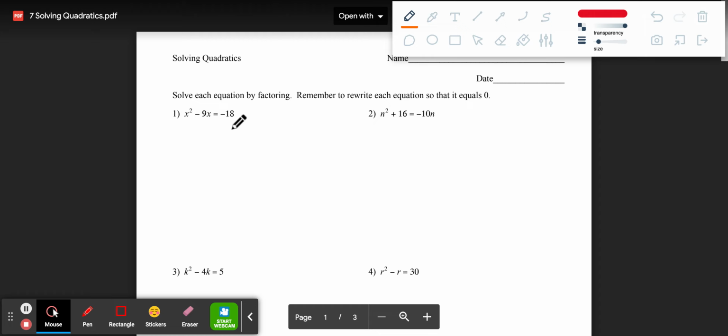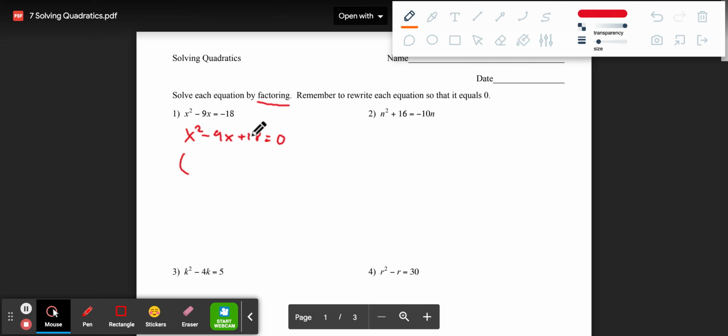So let's take a look at this first one here. We're in trouble when it's not equal to 0, so let's add 18 to both sides. If that's the case, I have x squared minus 9x plus 18 is equal to 0. And now let's get going. It looks like solve by factoring. Those are the directions here, solve by factoring.